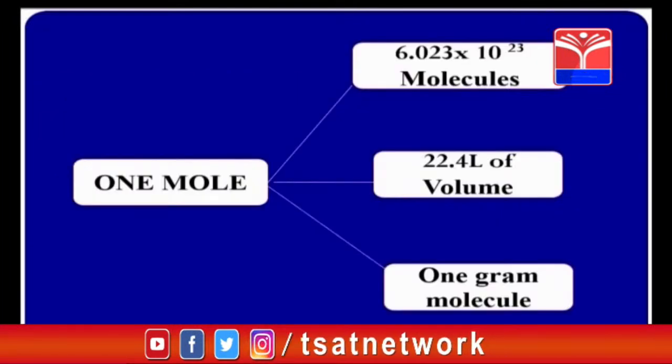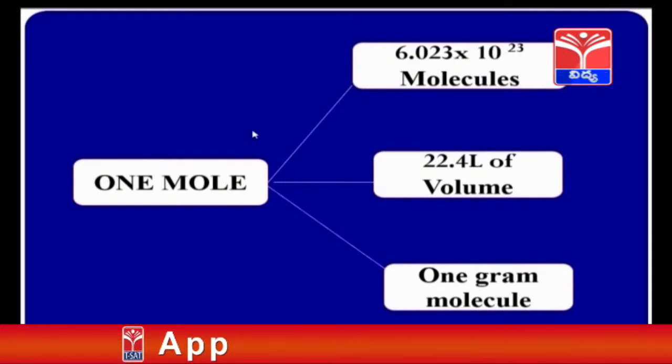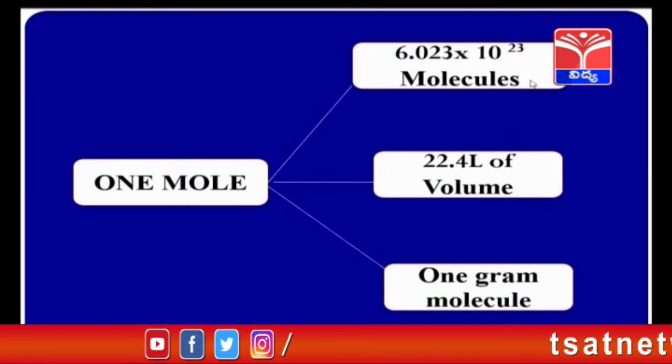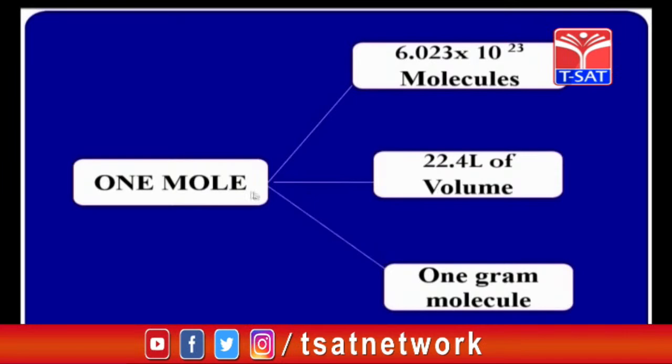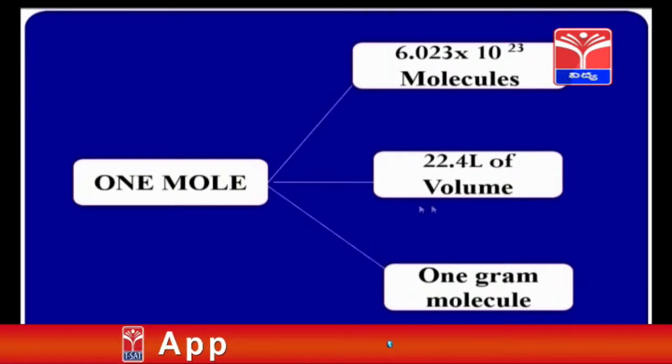Dear children, in class 9 you have studied the mole concept. Do you know what is 1 mole? 1 mole means Avogadro number of molecules. Avogadro number means 6.023 into 10 power 23 molecules. 1 mole is equal to 22.4 liters of volume. 1 mole means 1 gram molecule.